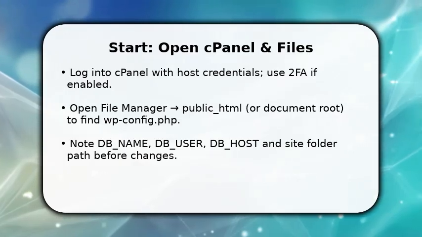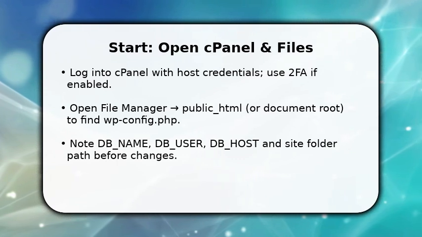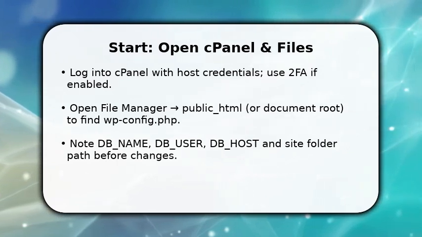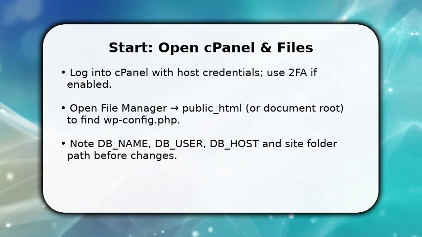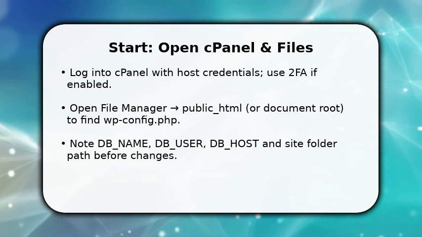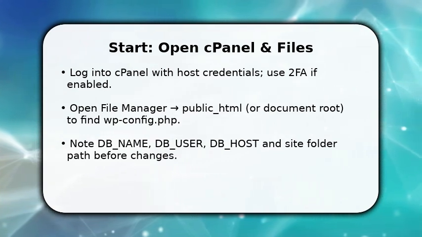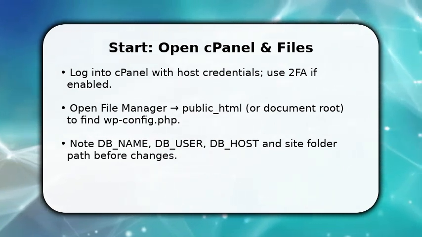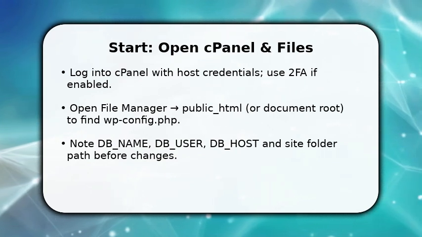You begin by signing into your hosting cPanel. Once logged in, open File Manager and navigate to public_html or the site's document root. You need to locate wp-config.php now so you can read the DB name, DB user, and DB host values. This tells you which database WordPress uses.